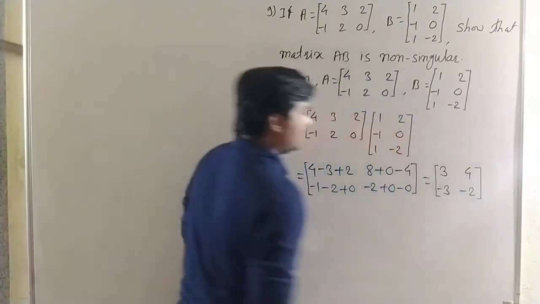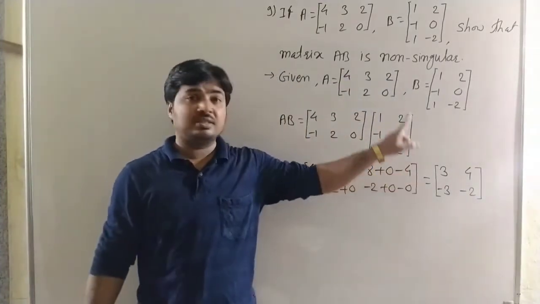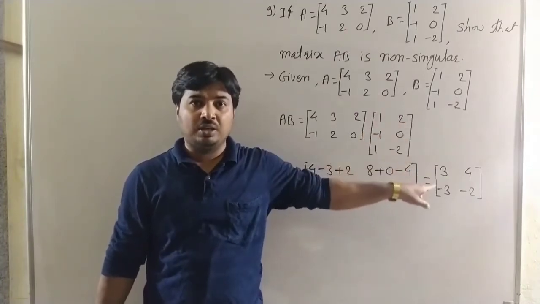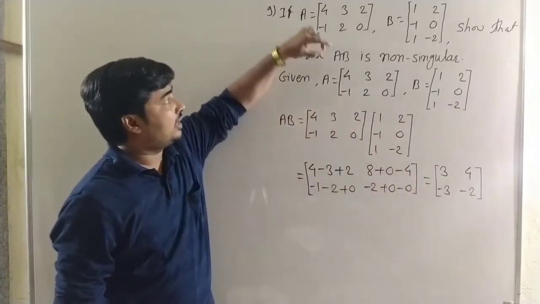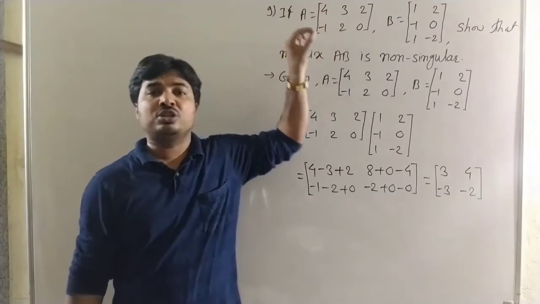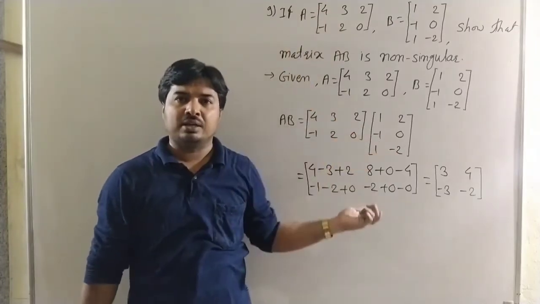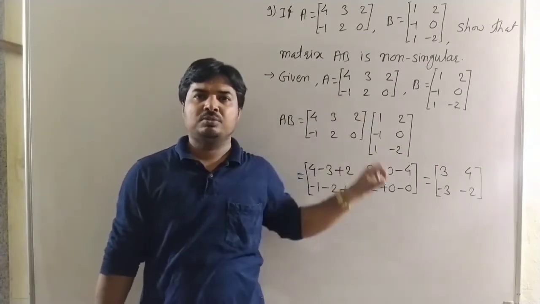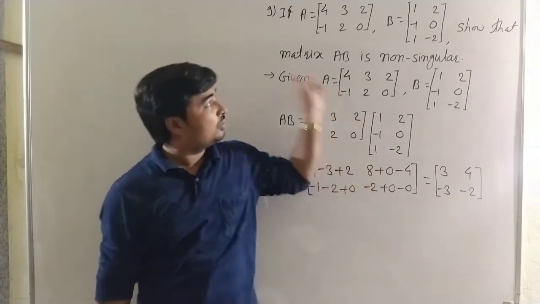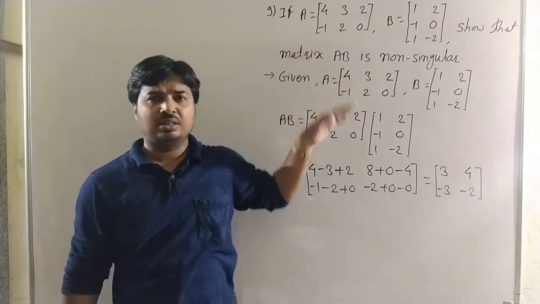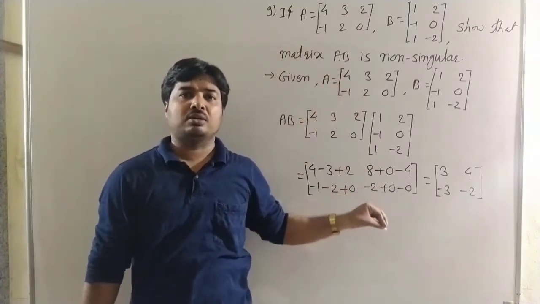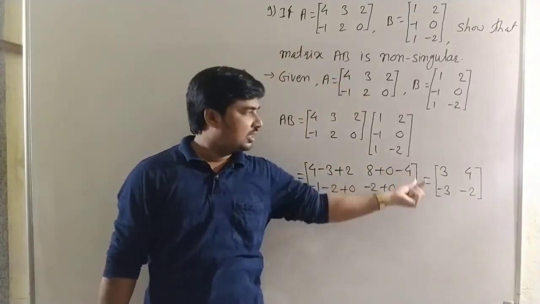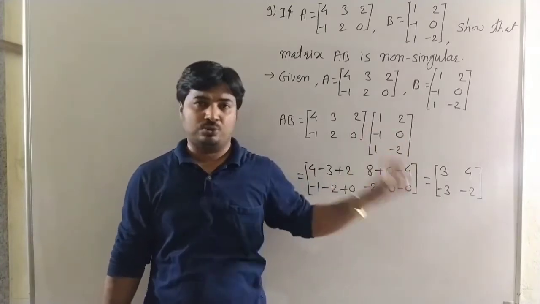Okay. See carefully. It is the matrix A into B. But we have to show that the matrix AB is non-singular. So we find the determinant of this matrix. If the determinant of this matrix is 0, it is singular. But here the question is to show that it is non-singular, so we check that the determinant is non-zero.